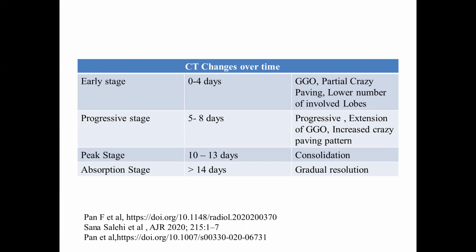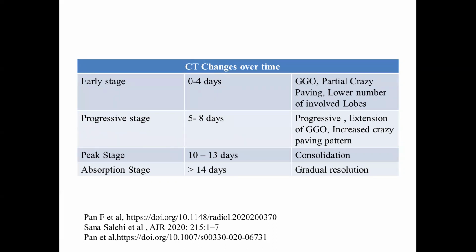Several articles were reviewed, and they concluded that the disease can be divided into stages depending on the number of days of COVID infection. Early stage, 0 to 4 days: CT changes included only ground glass opacities and a partial crazy paving pattern, most commonly involving fewer lobes.